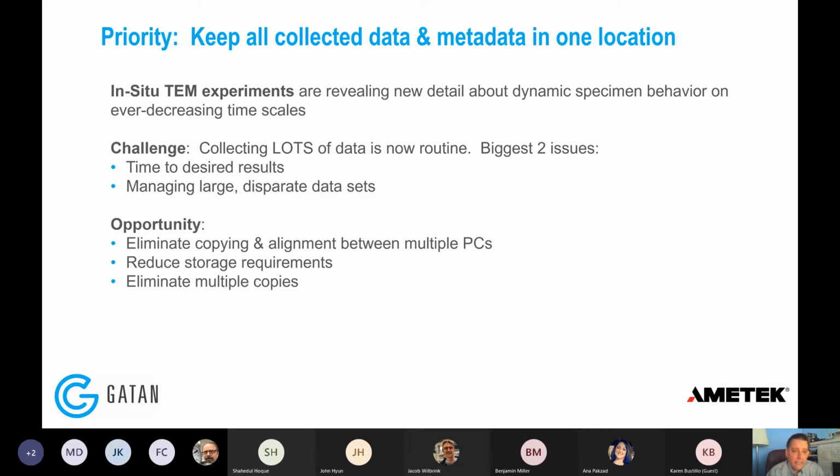So the opportunity that Gatan's trying to expand is minimize or eliminate the copying and the data set alignment you need between multiple PCs. So if you have one master that reconciles the data, provides it to the user, that's going to be the most efficient and the most streamlined. If you have hundreds of gigabytes, just simply copying that can take some time, depending on what your bandwidth is and what you're trying to copy it across, what network.